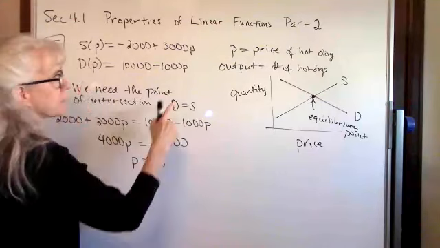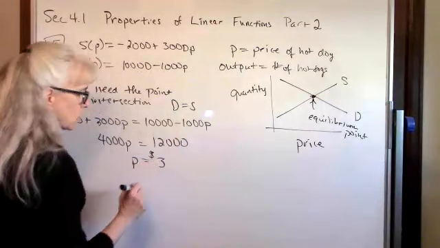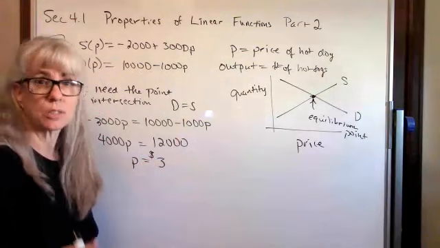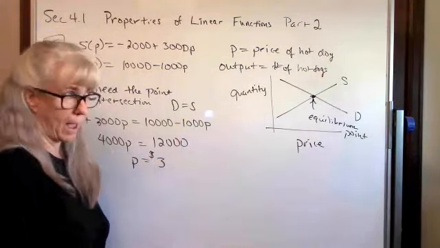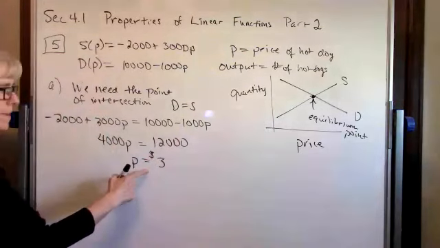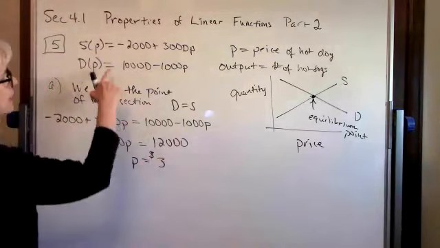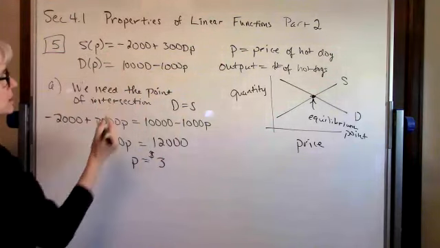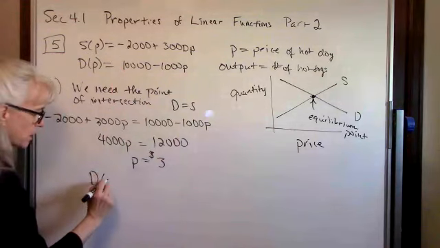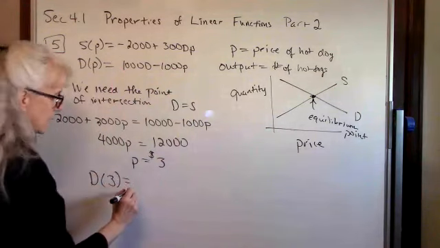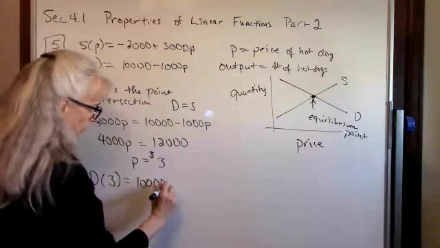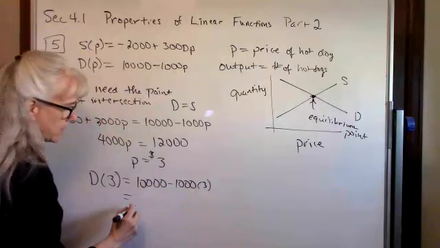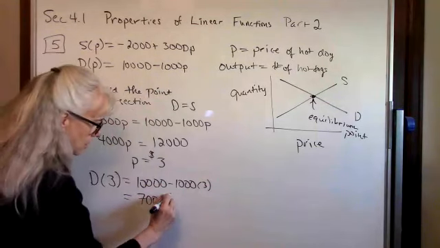So what is that? Again, P is the price, so that's the equilibrium price. I'm going to sell the hot dogs for $3 each. If I do that, I'll sell all of the hot dogs I have available. So we need to figure out how many that is. We take that 3, and you can plug it into either the supply equation or the demand equation. It's not going to matter. I'm going to go for D of P. So D of 3 would be 10,000 minus 1,000 times 3. That's 10,000 minus 3,000, which is 7,000 hot dogs.